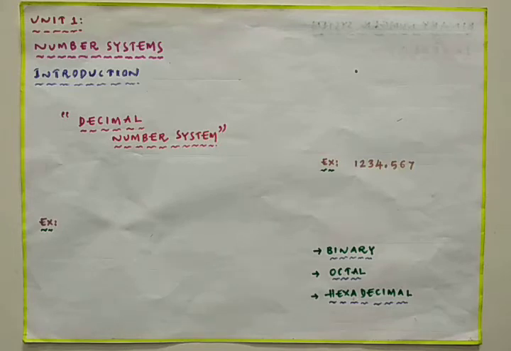In this class, I am going to discuss the number system, an introduction to the number system. I am going to explain the very familiar number system we have, that is the decimal number system. After having the knowledge of the decimal number system, I am going to talk about the remaining three number systems we have, that is the binary number system, octal number system, and the hexadecimal number system.